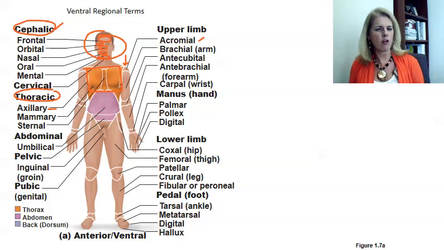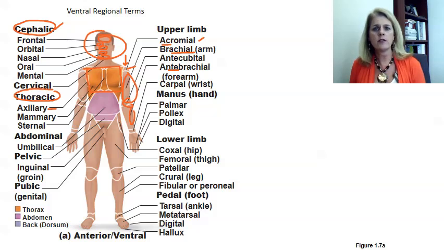When you think about your arm, your upper limb has the acromial region, which is the top of your shoulder. The brachial region, that's the real name for arm. Antecubital, which is the front of the elbow. Antebrachial, which is your forearm. Okay, so again, you can look through these region names, but you'll need to know each and every one of these region names for both your lab and your lecture test.